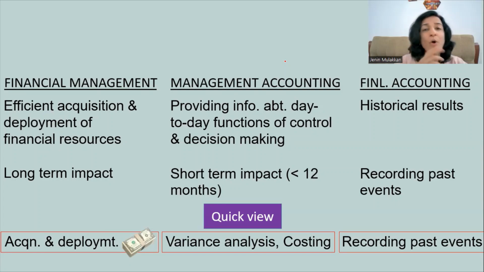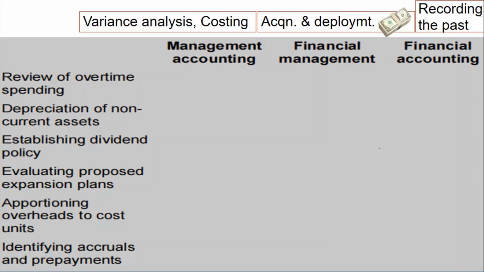Now let's do some problems regarding this. So I've just copied the quick view. Management accounting, anything related to variance analysis, costing, etc. Financial management, anything related to the acquisition and deployment of financial resources. And financial accounting is recording of the past events.